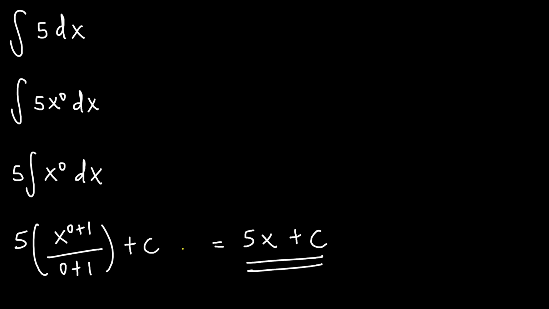So whenever you are integrating a constant, you just add a variable. In this case, we are integrating 5 with respect to x. So we add x and we get 5x. Now you try this. Let's say you have the integral of negative 9 times dy. In this case, you are integrating with respect to y. So this will be equal to negative 9y plus c.